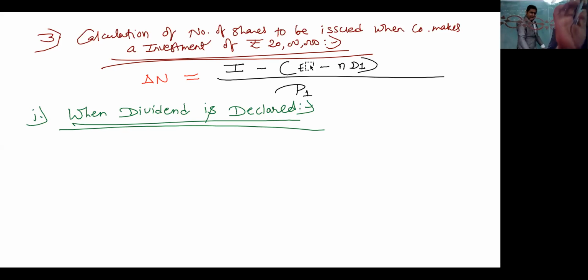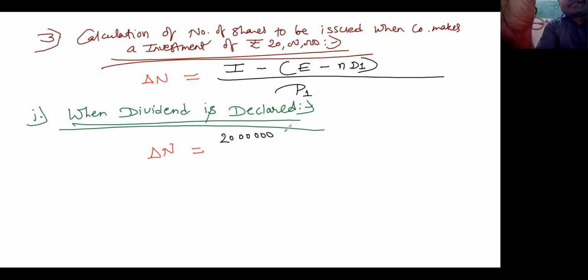So we use the normal and usual formula. The change in number of shares, which we have to find out, is equal to I, the investment required, which is 20 lakhs, minus E. Earning, that is net income, is given as 10 lakhs, minus N.